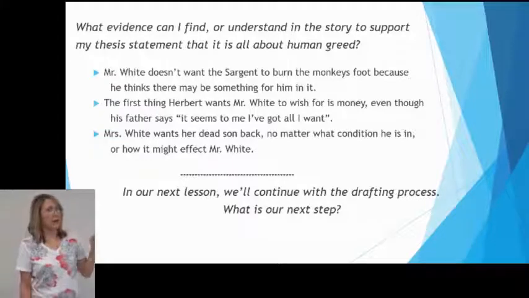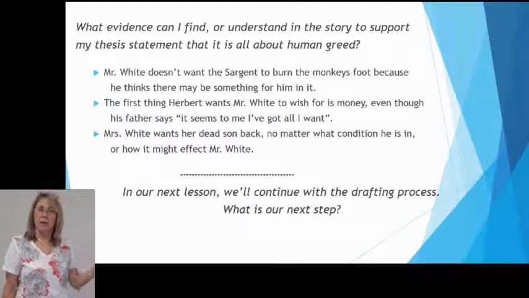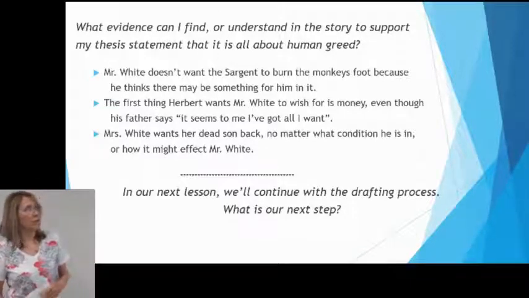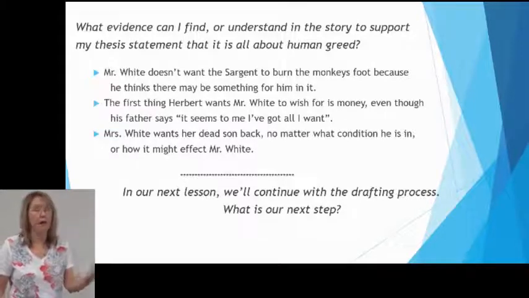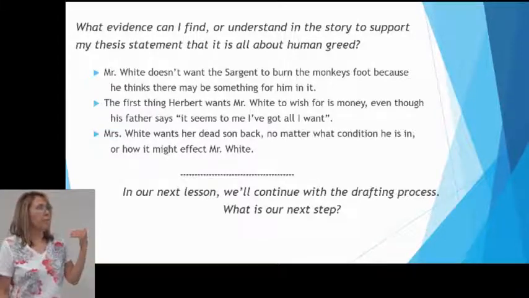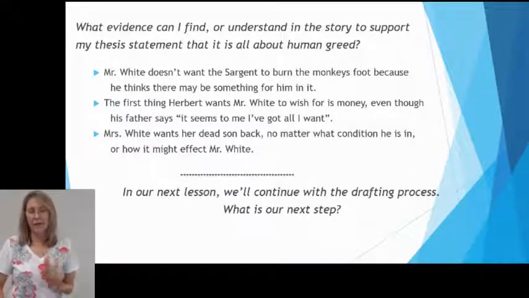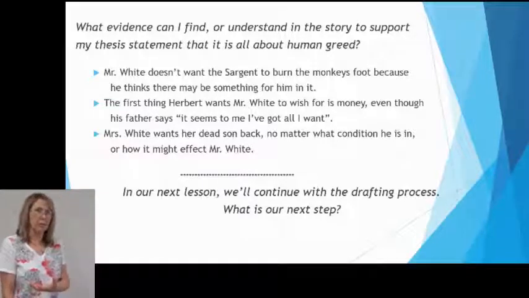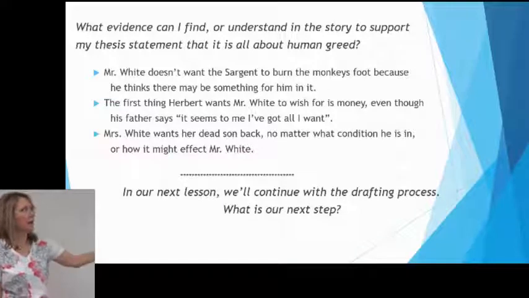So I went back in on my story and I found evidence that I felt supported my thesis. One, Mr. White doesn't want the sergeant to burn the monkey's foot, even though he had that caveat, or rather warning, from him. The reason he wants this is because he thinks there may be something in it for him. Okay, and that's evidence of some kind of greed. You know, there's something bad that could happen with this monkey's paw, but I still want it, because maybe I can get something from it.